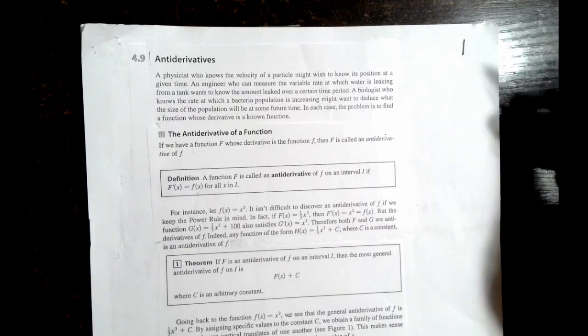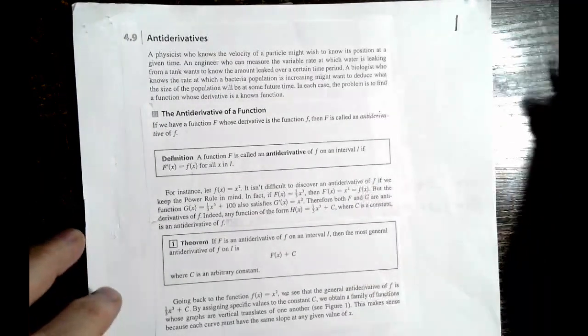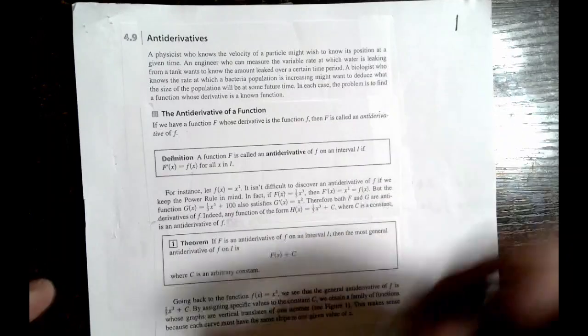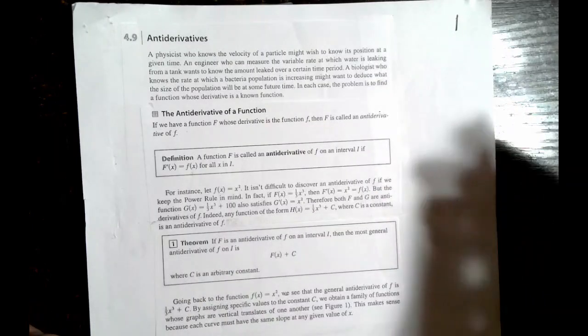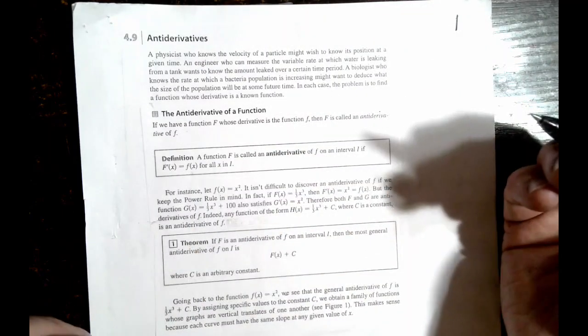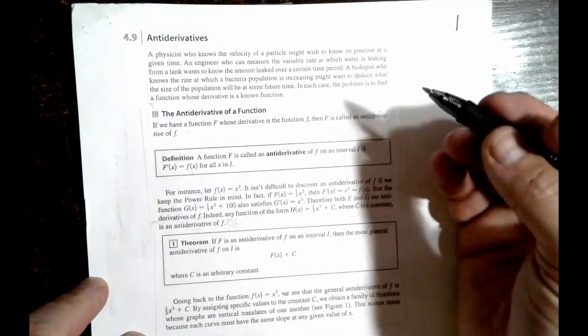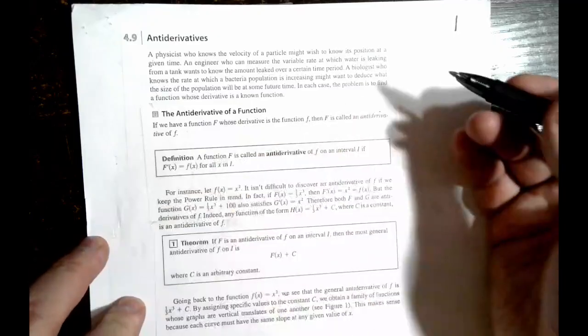Alright, in section 4.9 we talk about antiderivatives. Antiderivatives are basically what you're going to learn in Calculus 2. They're called integrals, but here we're calling them antiderivatives. All an antiderivative is, is a way to find the original function when you know the derivative. So you're going in the other direction. Instead of taking the derivative, you're reversing the process.